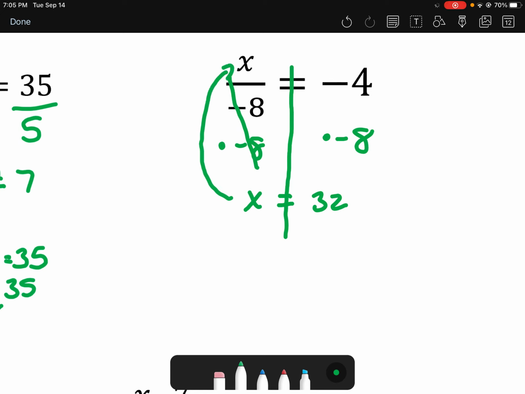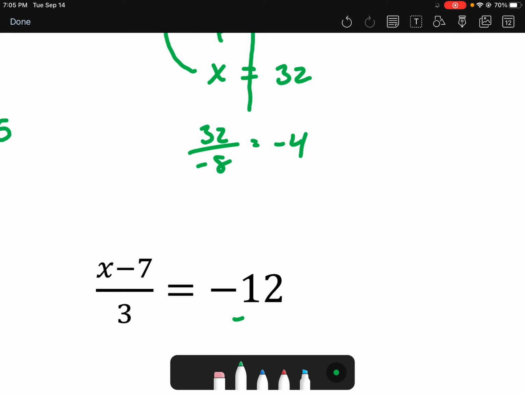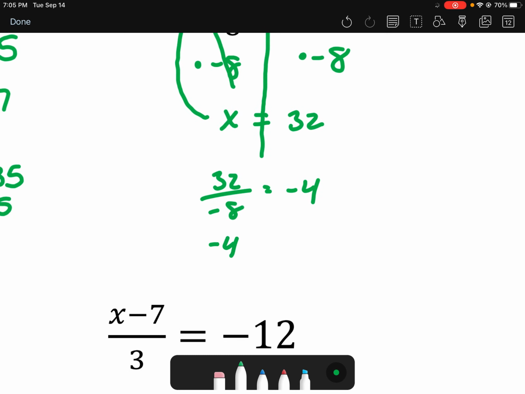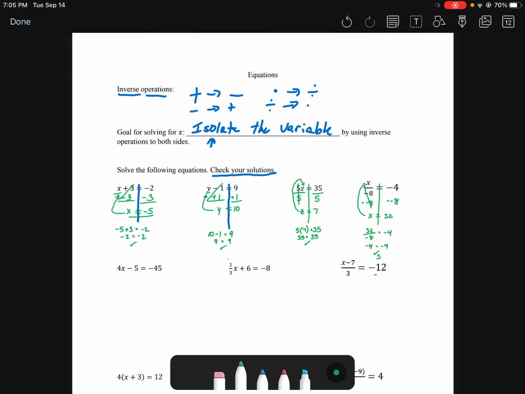Substituting this 32 in for the x up here, I'd have 32 over negative 8. Does that equal negative 4? Yes, it does. It checks. Smiley face. And those are our one-step equations.